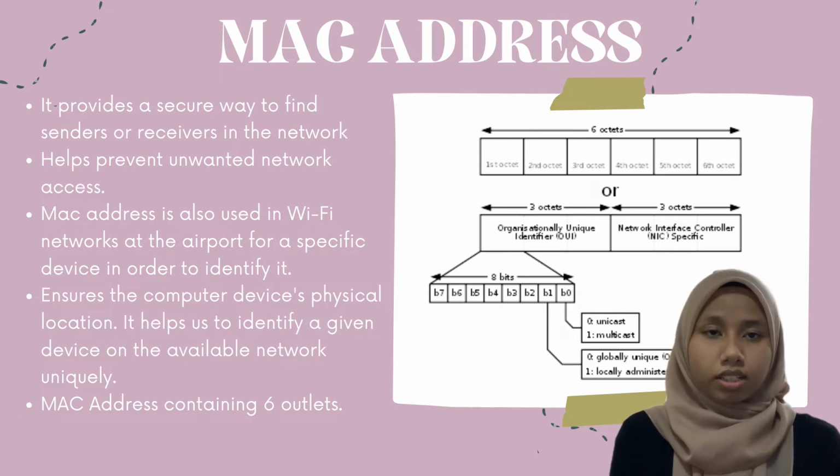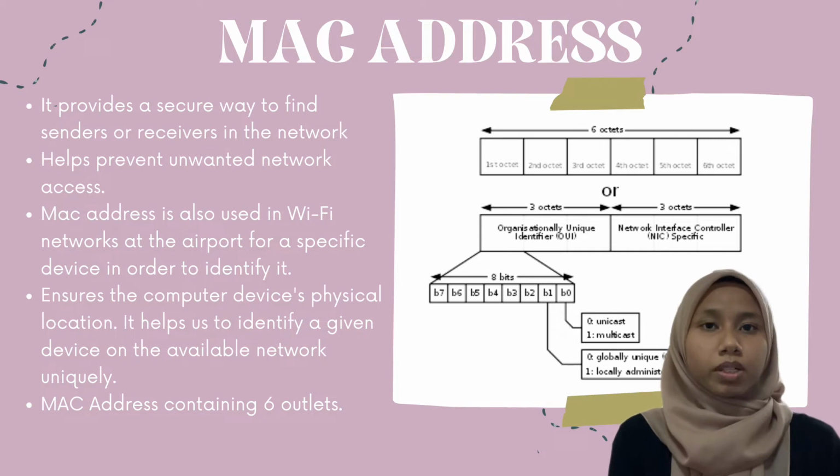Next, a MAC address is also used in Wi-Fi networks at the airport for a specific device in order to identify it. It also ensures the computer device's physical location. It helps us identify a given device on the available network uniquely. A MAC address contains 6 octets.